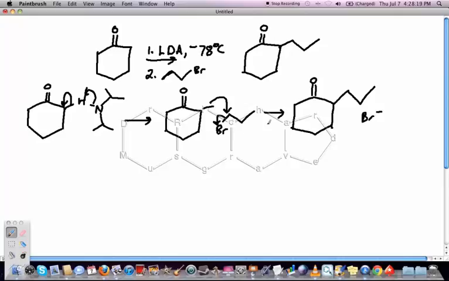product. Alright, so that's one way of doing it, but that requires some pretty heavy conditions here. We use LDA, a very nasty base, minus 78 degrees. The conditions have got to be completely dry. You can't have any water around this because it will just take the proton straight off water and won't even react with your compound.